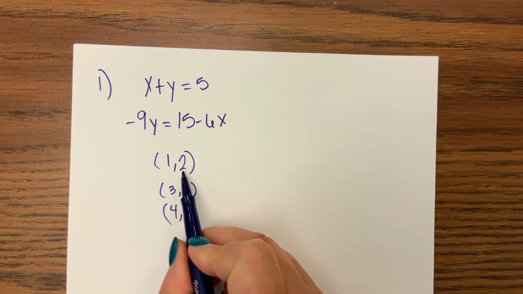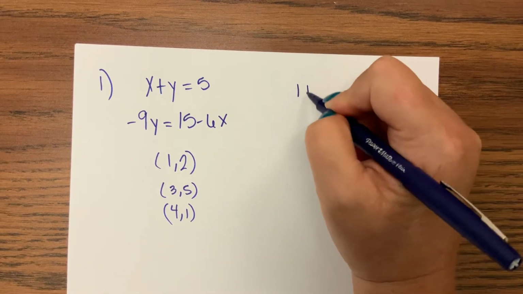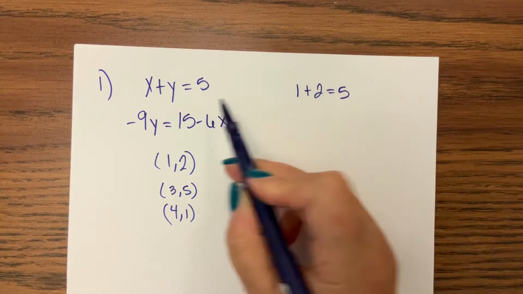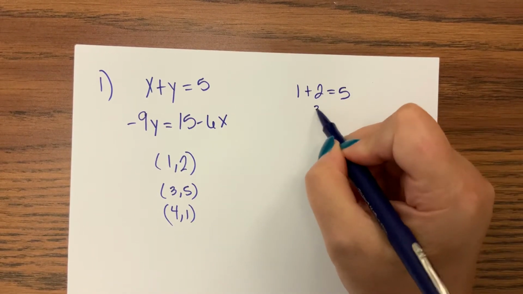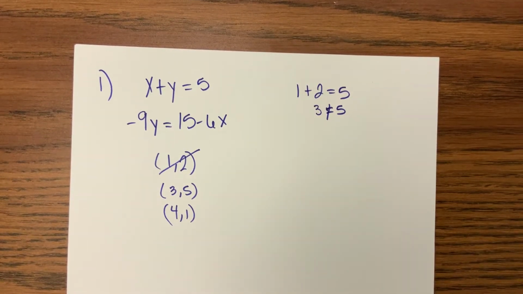So all you do is, remember, these are ordered pairs, they're x's and y's. So you're gonna substitute them in to each equation. So I'm gonna use 1 and 2 first. So 1 plus 2, well, does 1 plus 2 equal 5 for this first one? No, it equals 3. So we can already eliminate that one. That one's not a solution.